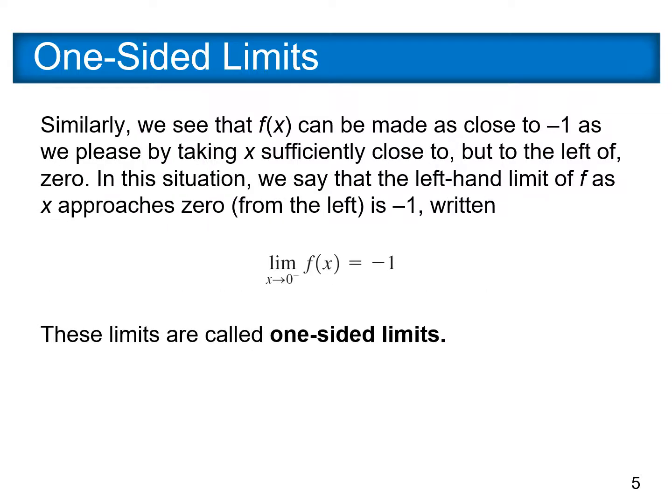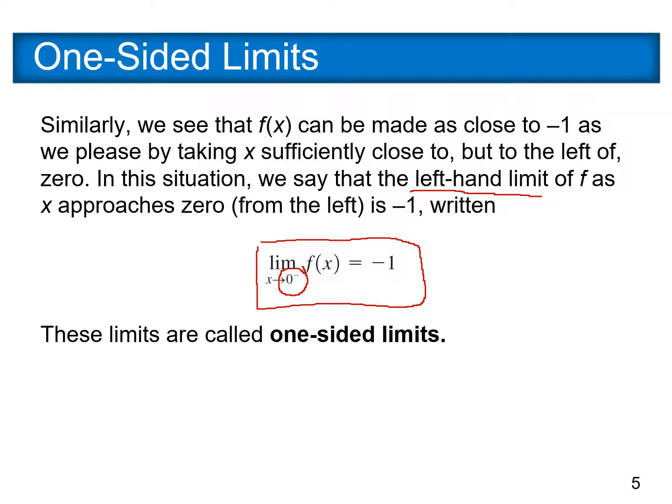At the same time, similarly, we see that f of x can be made as close to -1 as we please by taking x sufficiently close to, but to the left of, 0. So in this situation, we say that we have a left-hand limit of f as x approaches 0 from the left, which in this case is -1, and we would write it like this. It means that I'm doing the limit just from the left-hand side, the negative side in this case. Again, I have x approaching 0, but now there's a negative sign on top of that 0, so that means that I'm doing a left-side limit.